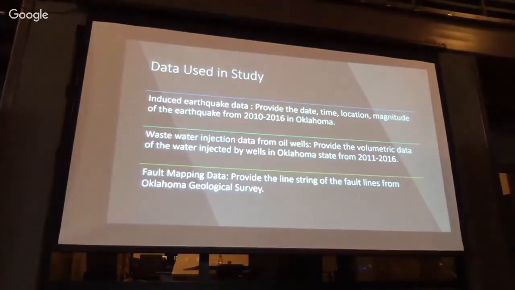Okay, so we used a few data sets. We used earthquakes from 2010 to 2016, which we got from the USGS website. And we used the wastewater injection data, which I'm not exactly sure where we got, because one of us got it. And then a fault map that we found from the Oklahoma Geological Survey.